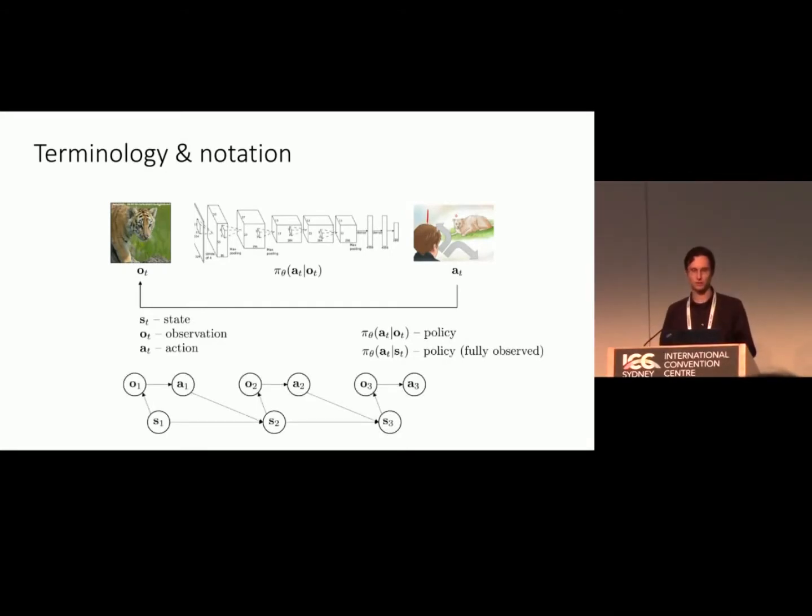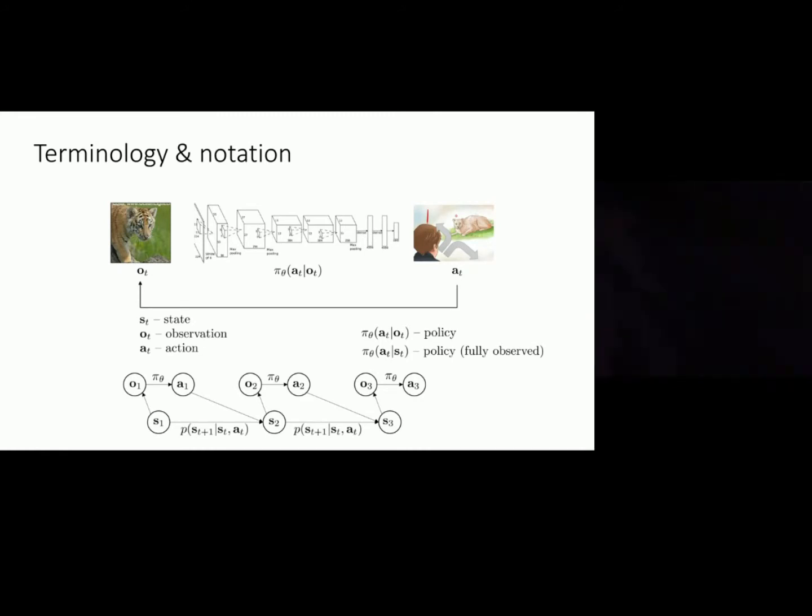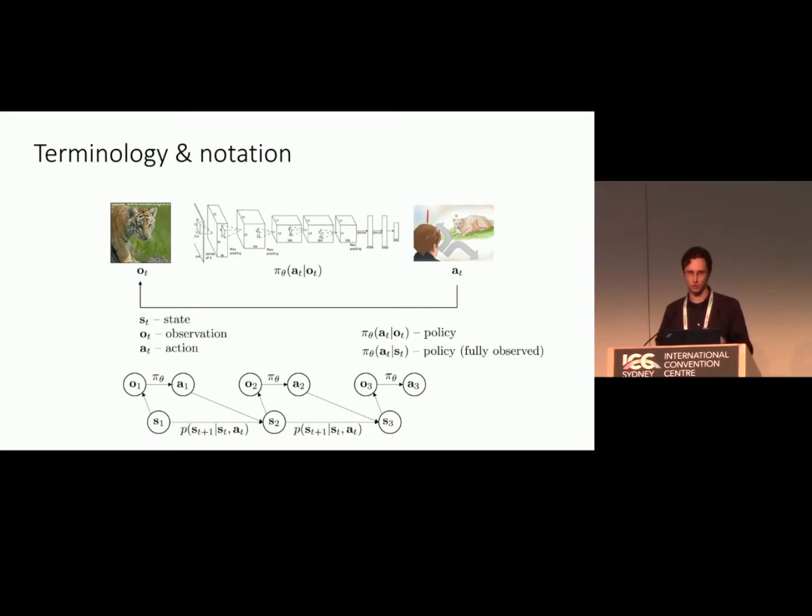We can actually draw a graphical model that relates states, observations, and actions. In the partially observed case, the policy is a distribution over actions given states. The state and action determines the next state. So this is sometimes referred to as the transition dynamics or the transition function or the transition distribution.